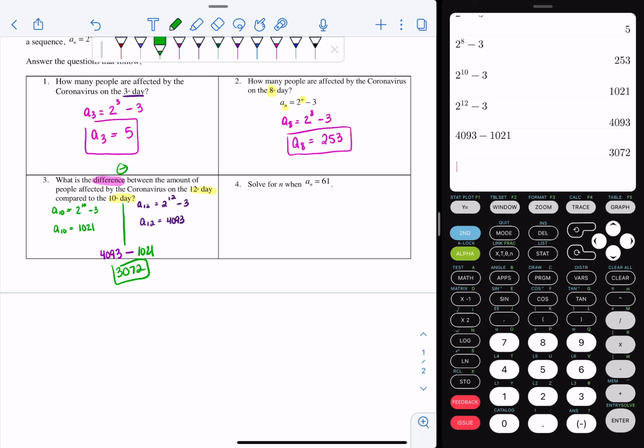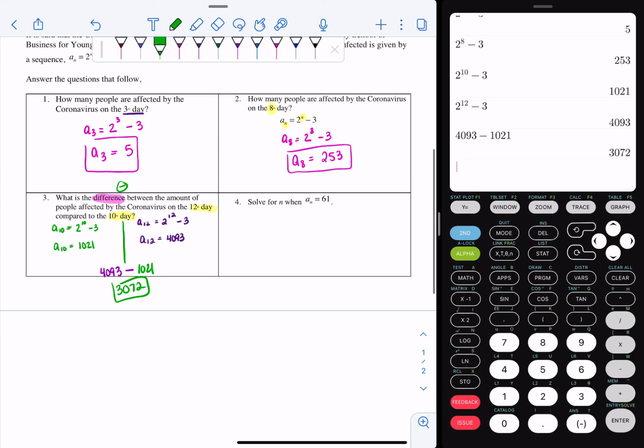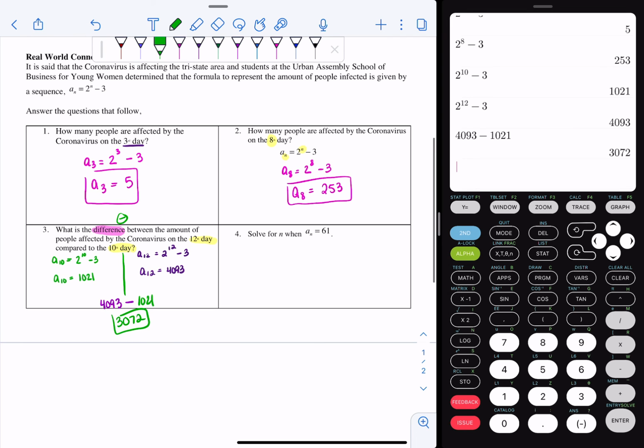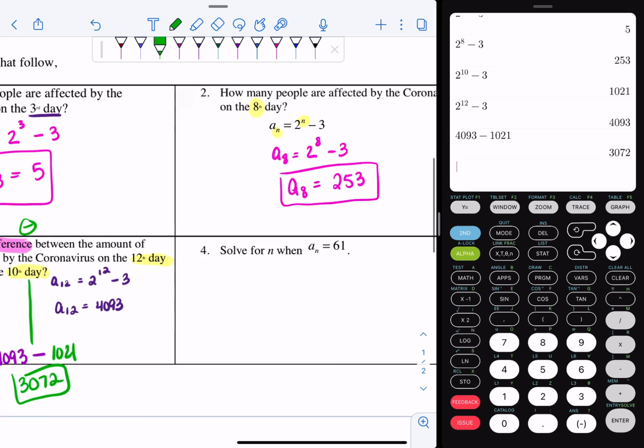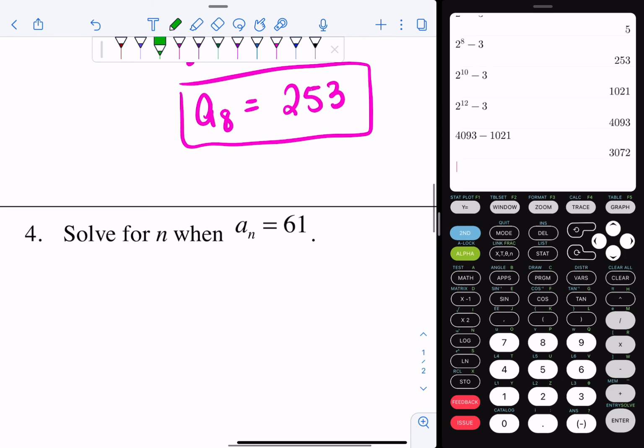Question number 4 says solve for n when a sub n is equal to 61. So here's what we're going to do. We basically want to find out when 2 to the n minus 3 is equal to 61. This is a calculator question. You can't do this by hand. You can do this by hand in a few years, but you can't do it by hand this year. You don't have the skills yet.